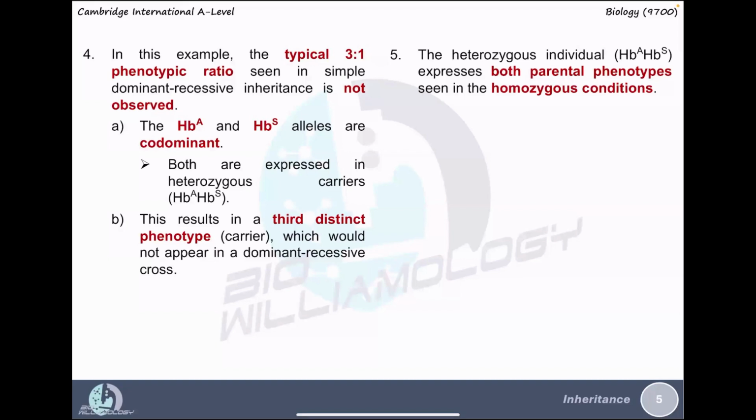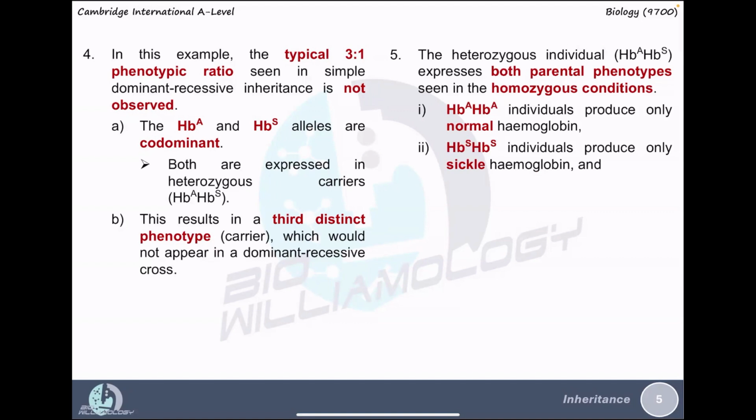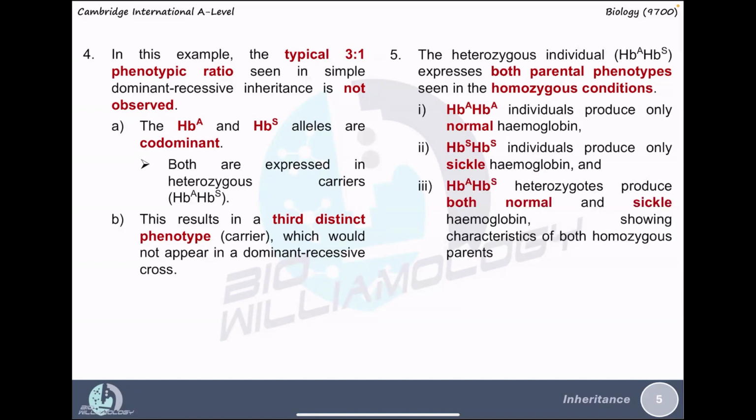What is the meaning of this? Because HBA HBA individuals produce only normal hemoglobin, HBS HBS individuals produce only sickle hemoglobin, and HBA HBS heterozygotes produce both normal and sickle hemoglobin, showing characteristics of both homozygous parents.